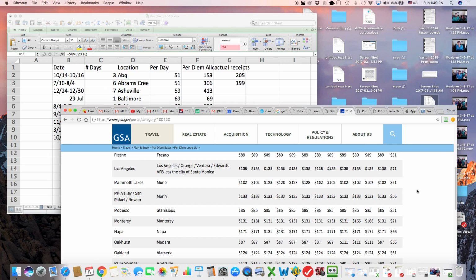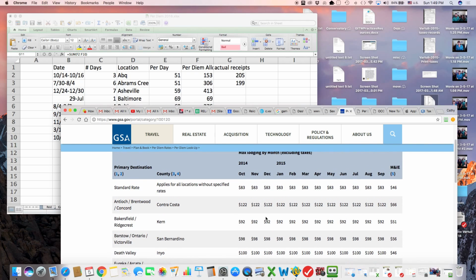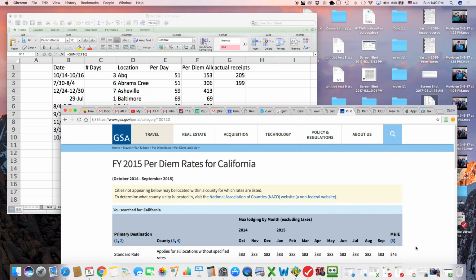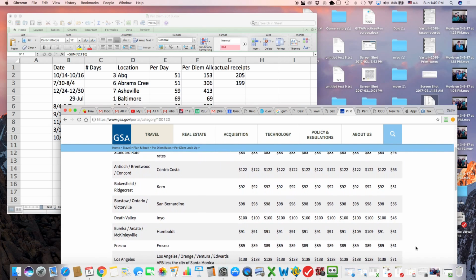So as sole proprietors or LLCs, we cannot use the hotel per diem, the maximum lodging. But we can use the meals and incidentals. But if you have a corporation, an S corp or C corp, they can write off the hotel per diem.